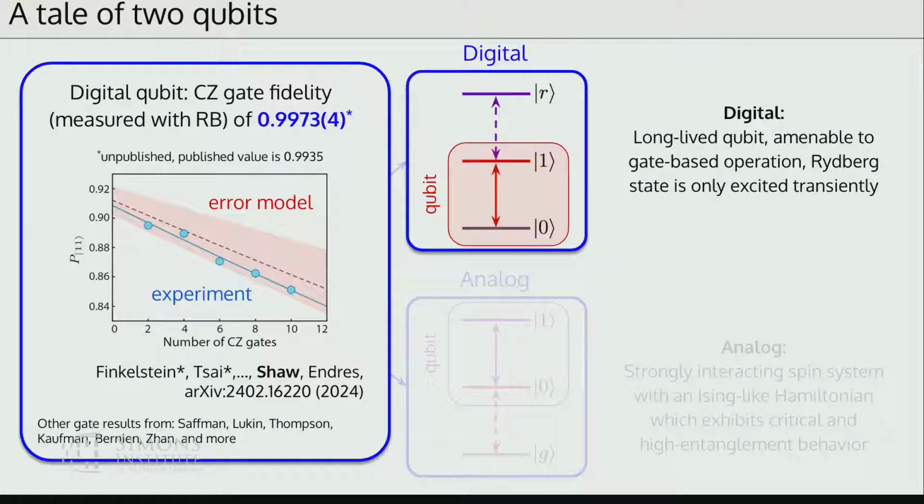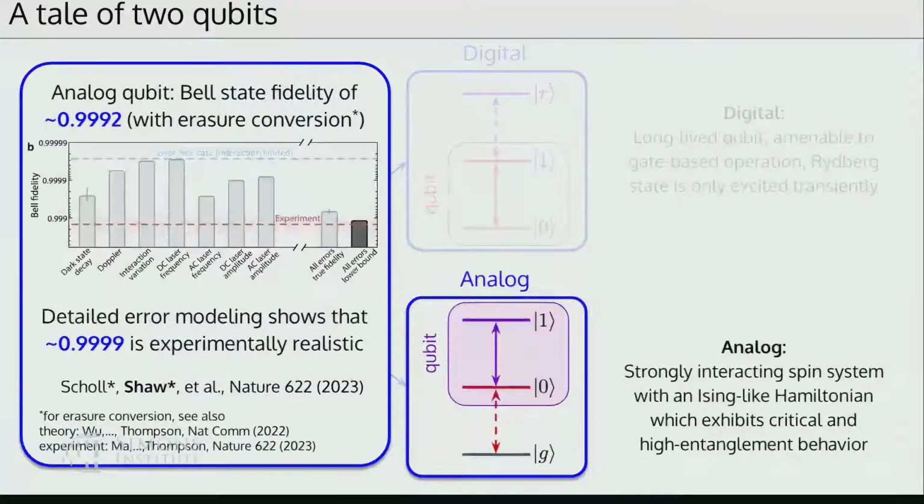That said, I'm happy to talk about digital type operations, but for most of the talk, I'll be talking about our analog type operations. Like I said a moment ago, with the analog qubit, we can also create Bell states. We can actually do that with even a little bit higher fidelity, a little over 0.93 fidelity for creating a Bell state for 2 atoms on this analog type qubit. And detailed error modeling of our system shows that something like 0.94 fidelity is actually quite experimentally realistic.